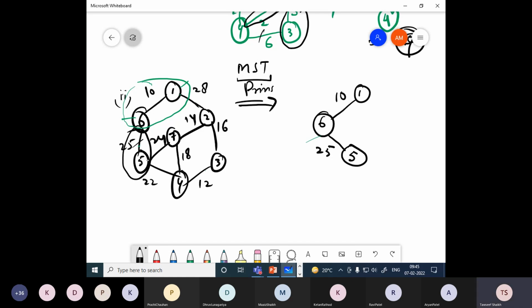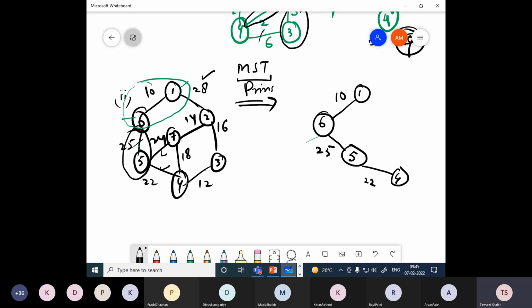Now we reach vertex 5, and vertex 1 is also there, which could be connected further, because 6 is now gone. So vertex 1 has 28 on this side, and vertex 5 is connected to 24 on this side and 22 on that side. So out of 3 edges, we have to take the one which is minimum in cost. So we will take the edge 5 to 4, and the cost is 22.